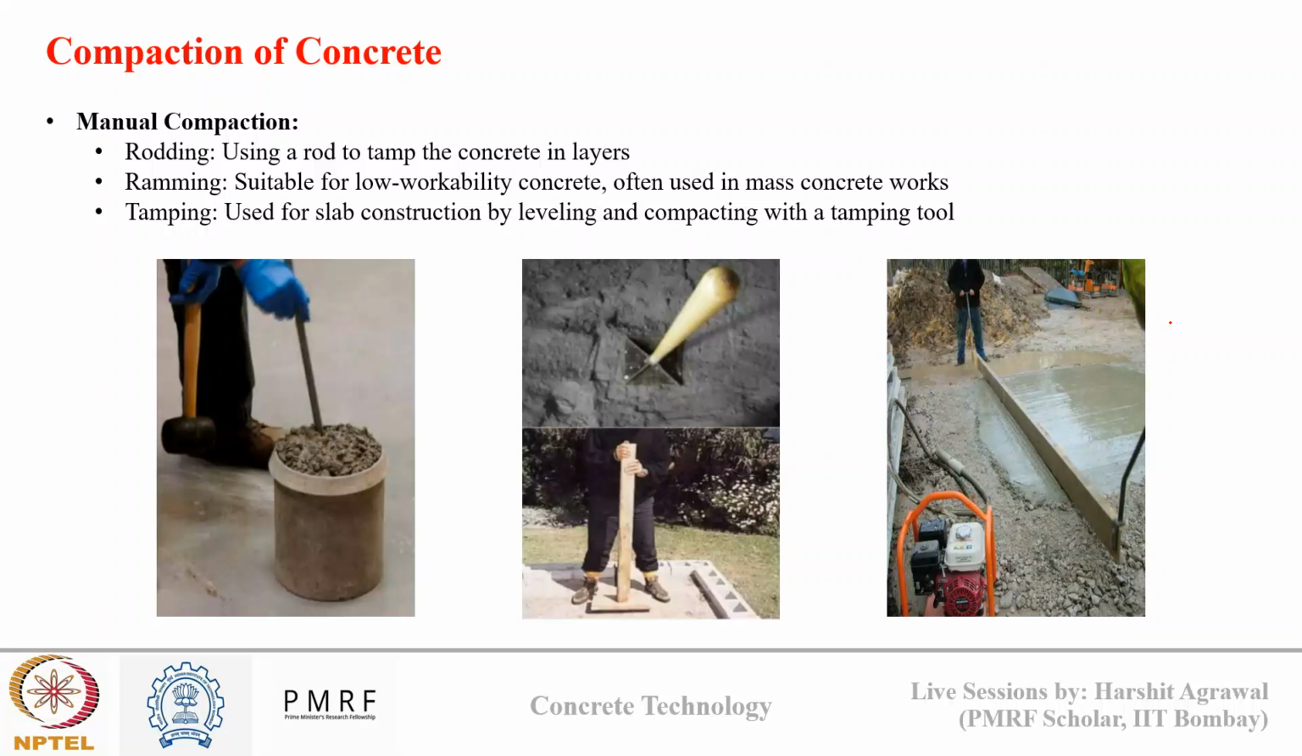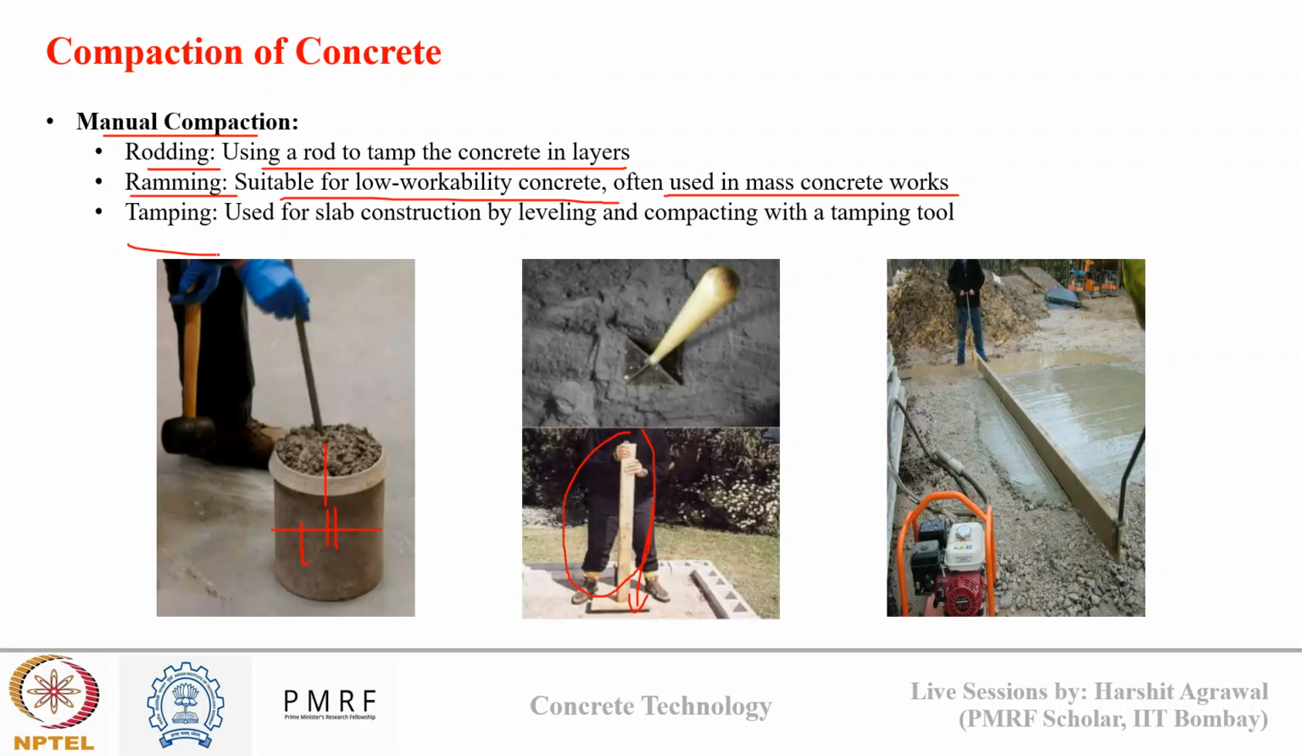Now, there are different ways in which compaction can be done. There is manual compaction and there is mechanical compaction. In manual compaction, we have rodding, like using a rod to tamp concrete in different layers. Suppose I have filled it to half level, I will use the rod to compact, then I will fill the second half level and use the rod to compact. So this is rodding. Then there is ramming, which is suitable for low workability concrete, often used in mass concrete. In ramming, you can see this is the ramming rod using which we hit the concrete from the top and compact it.